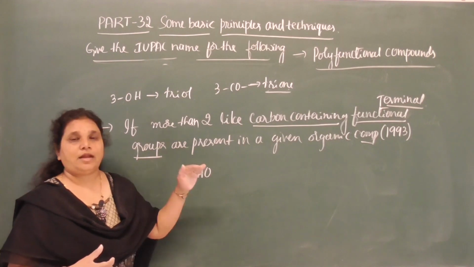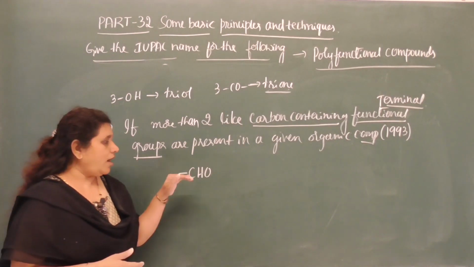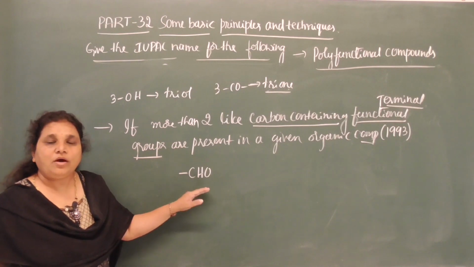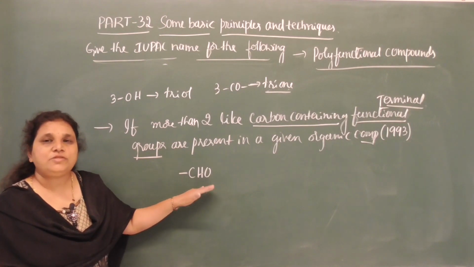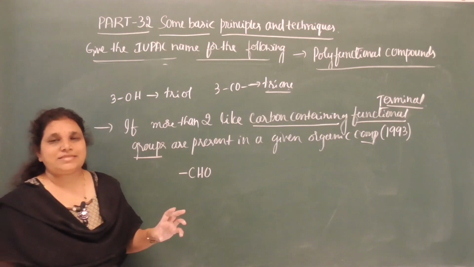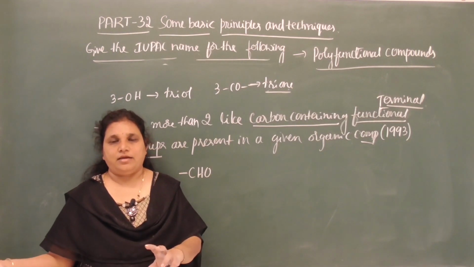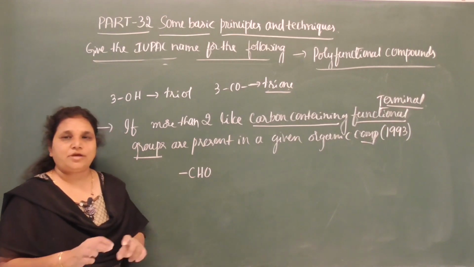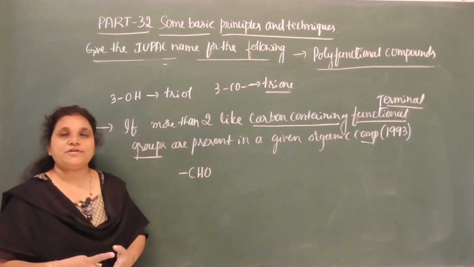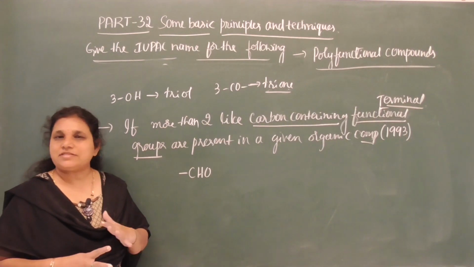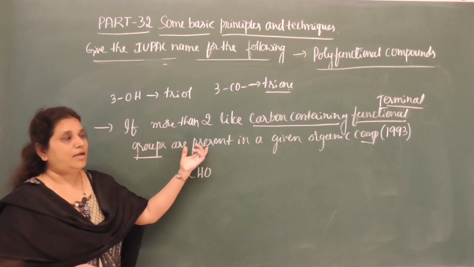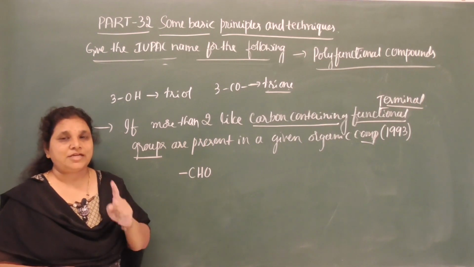On the basis of that 1993 recommendation, if the functional group contains carbon which is terminal, we are not considering the carbon atom of those functional groups for the root word, but we need to name such compounds as a derivative of the parent alkane. So we are using different suffixes for such carbon containing terminal functional groups if they are present more than 2.